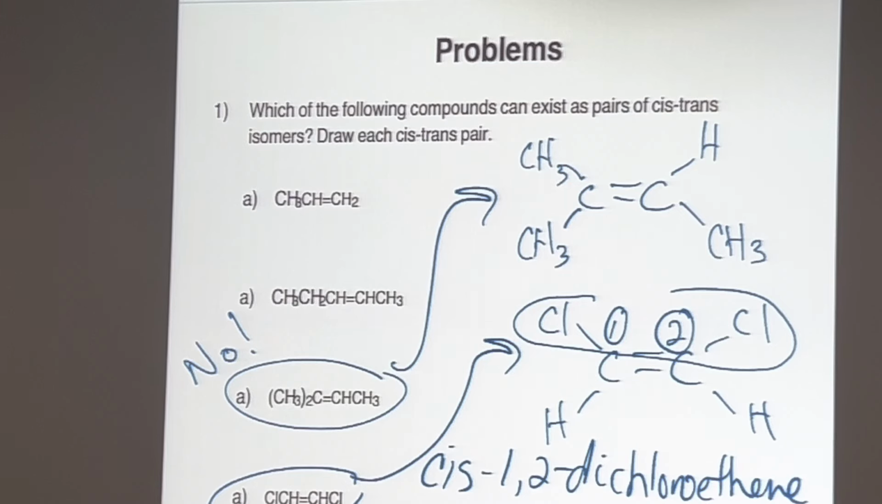So that means that this name starts with what? Trans. So we've got trans what? 1, 2, yep, trans 1, 2 dichloroethene. So this one was a yes. Where did you get ethene from? This right here is the longest continuous carbon chain, and it's 2 carbons long.